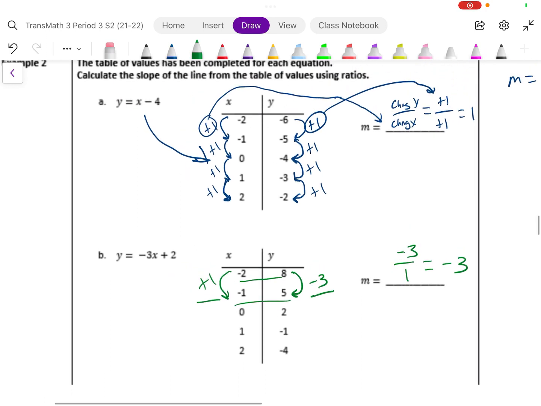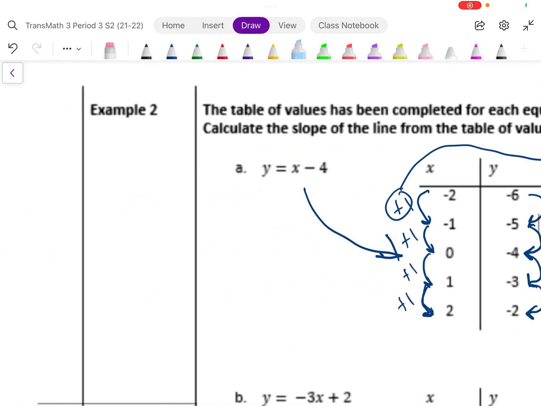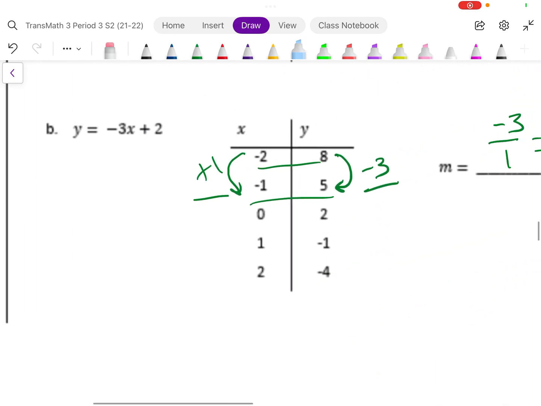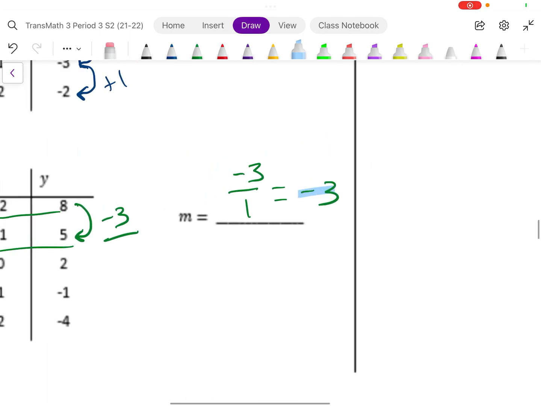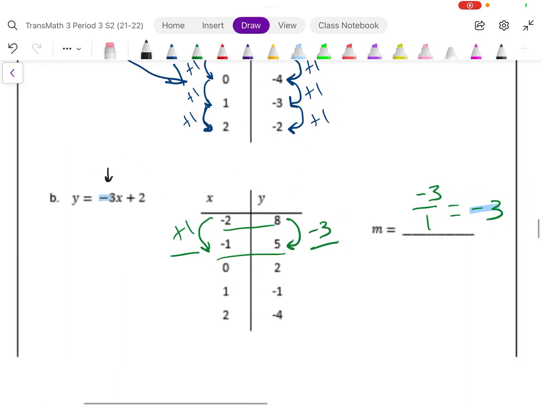Now, looking forward to tomorrow, what I want you guys to notice here, we had a slope of 1. The coefficient in front of x is 1. Because again, when we don't have a number in front of x, we have an implied coefficient of 1. Same thing here. We had a slope of negative 3. Your coefficient is negative 3. We're going to talk about something called slope-intercept form, where that coefficient with x is the slope of your line. Again, we'll talk about that tomorrow.